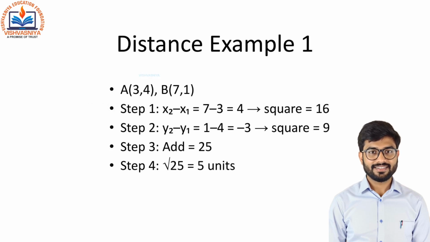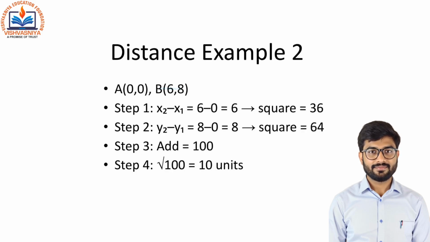Let's solve one. Example 1, point A (3, 4) and point B (7, 1). Now, x2 minus x1 is 7 minus 3, which is 4. Square of 4 is 16. y2 minus y1 is 1 minus 4, which is minus 3. Square of minus 3 is 9. Add them, 16 plus 9 equals 25. So distance d equals square root of 25, which is 5 units.